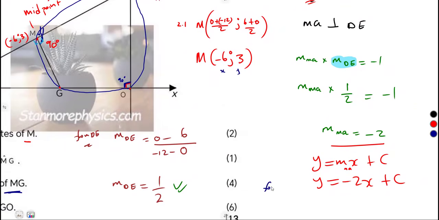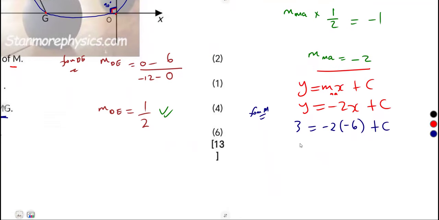All right, so from point M, the y value is 3, whereas the x value is -6. We're going to have the value of c from there. So that is it. 3 is equal to 12 plus c. If I take this to the other side, it is 3 minus 12, which is -9. So -9 is equal to c.